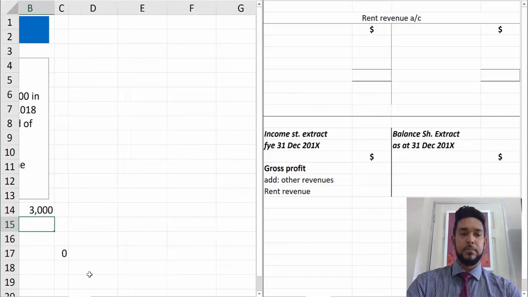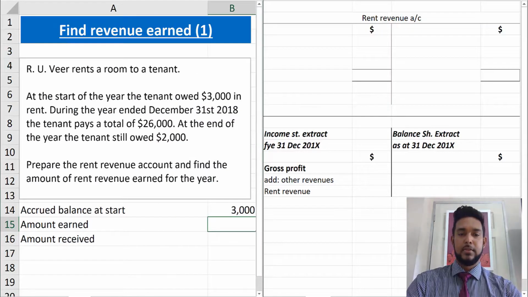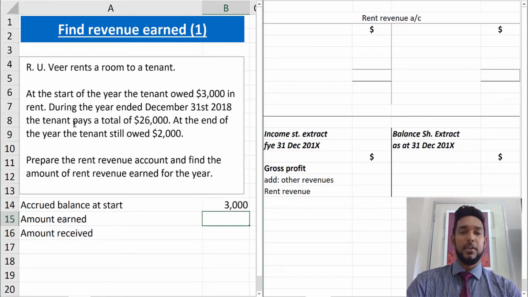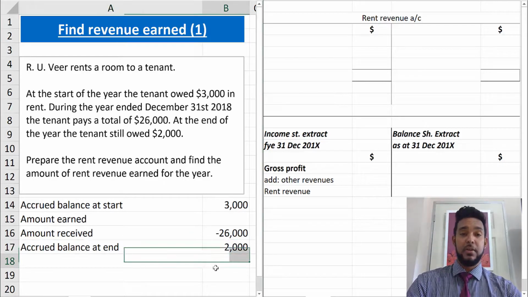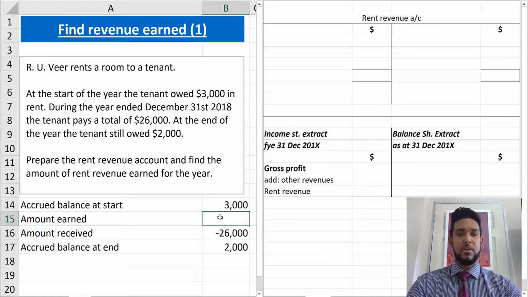Oh, I forgot to zoom out. Yeah, let's do that. Okay, so the tenant owed us $3,000. During the year ended December 31st, 2018, the tenant pays a total of $26,000. We don't have amount earned, we have amount received, $26,000. And then at the end of the year, this tenant still owes $2,000. So that's an accrued balance at end. So how much do you think we actually earned? Now you can try to figure it out here.